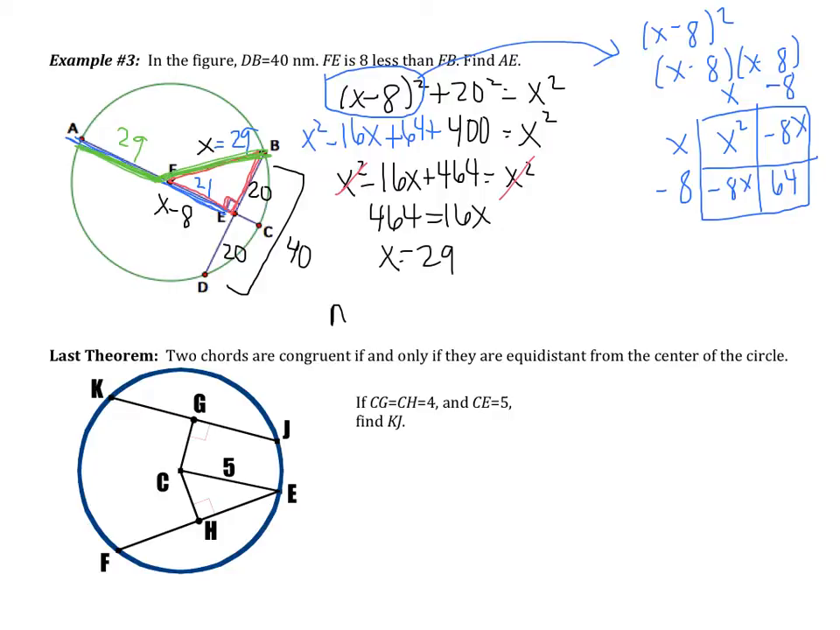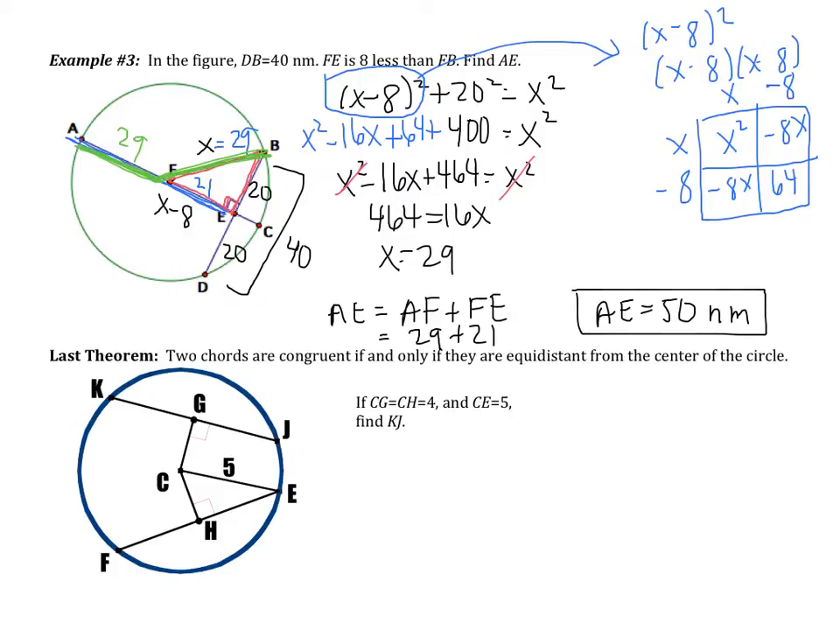In this case, AE is going to be AF plus FE. That's the segment addition postulate. AF is 29, FE is 21, so I get AE is equal to 50 nanometers. Those were the units we were given in the problem. So hopefully your multiplying and your Pythagorean theorem went well. Again, this was a really tricky problem, so if you made a mistake, that's not a big deal. If you have any questions so far, please write them down so you can ask in class tomorrow. Moving on to our last theorem.